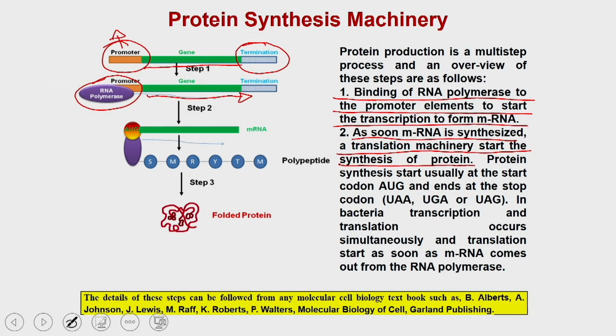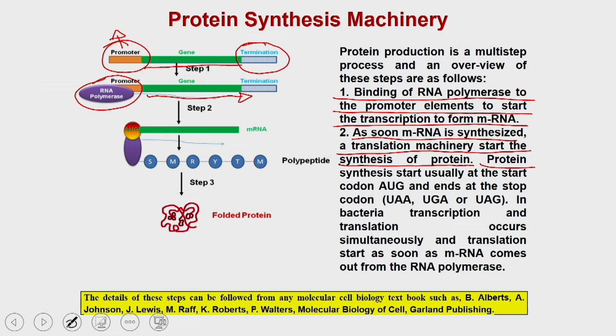In some of the eukaryotic cases, the RNA will be synthesized inside the nucleus, and then this will be transported outside, and that is how the transcription as well as the translation will not be together. Whereas in the case of the prokaryotic system, once the messenger RNA is formed, the ribosome is going to bind to this messenger RNA and start the protein synthesis.